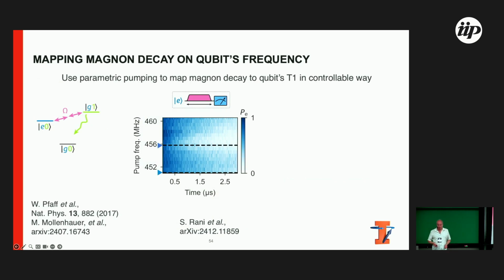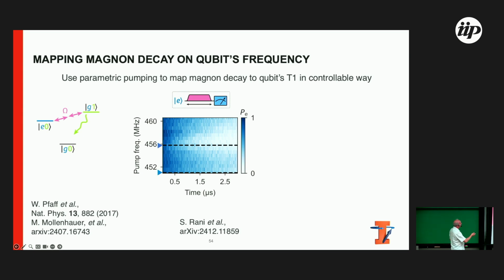So we were thinking, okay, is there a better way of doing this? Well, one of the things that we can do is use parametric pumping to pump our excited qubit state to the excited magnon state. And when we do this in resonance, so when we have a frequency that's half of the difference between these two states, we essentially get a dynamically activated Purcell effect, where our qubit decoheres much faster.